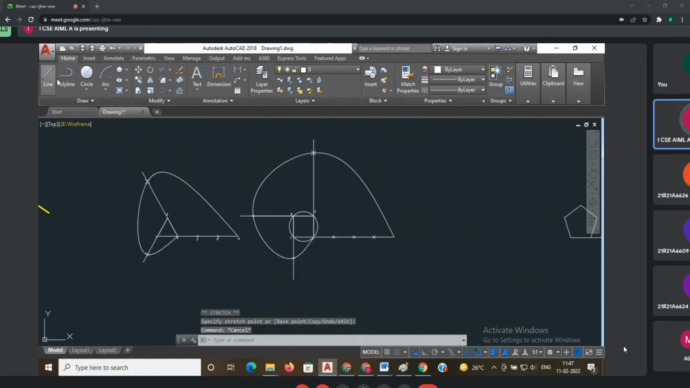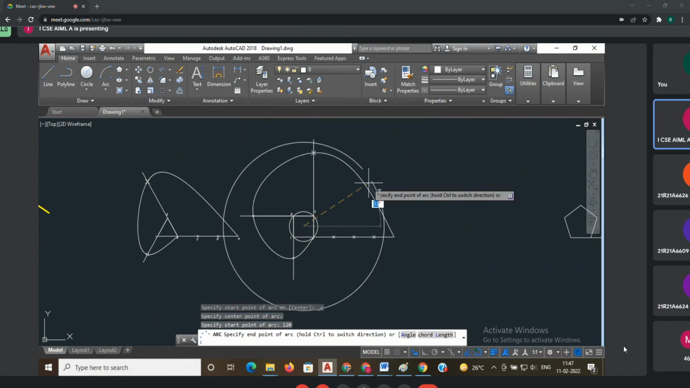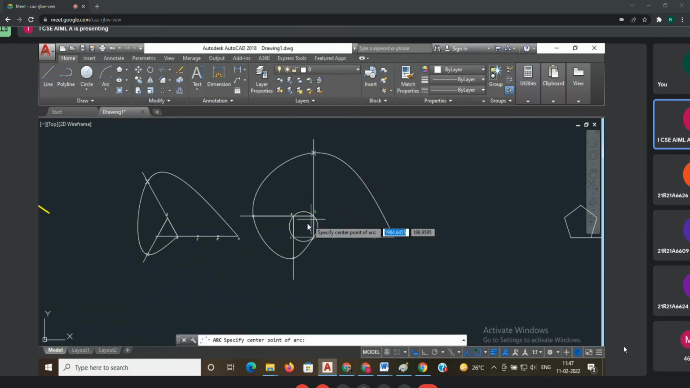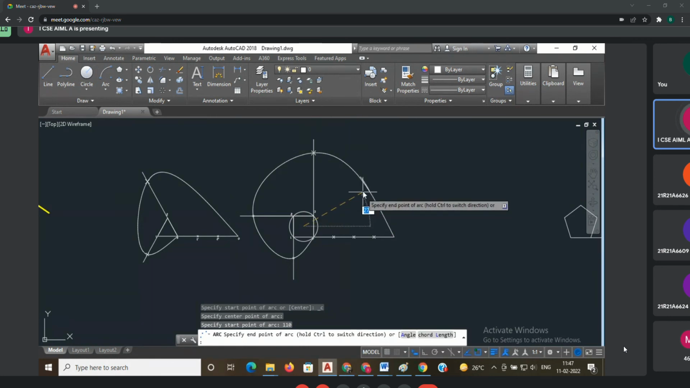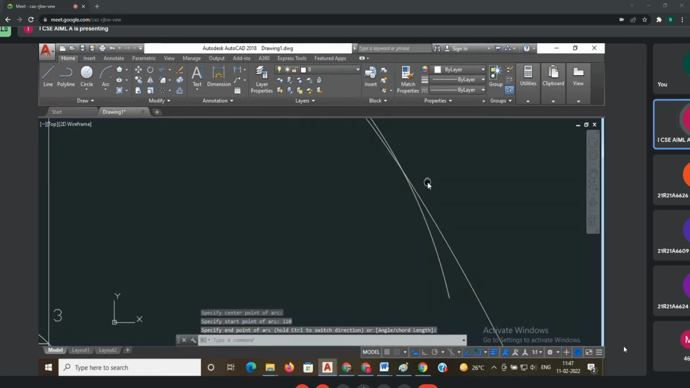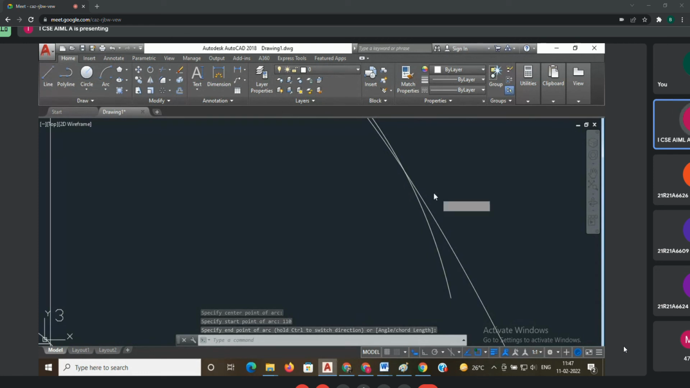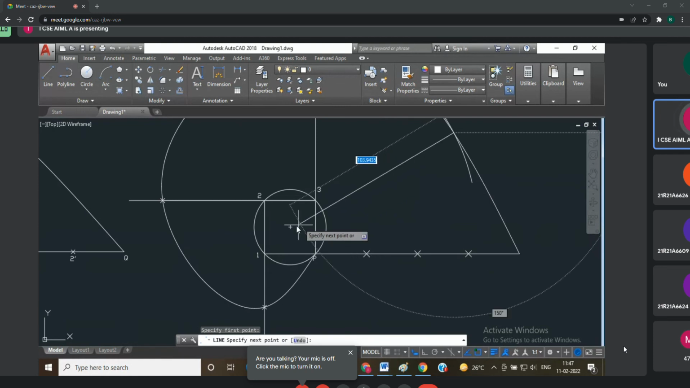You have to take line or arc, center, start, end, center start somewhere 120. 120 means you are getting more. We'll go with 110 center, like 110, and draw the arc. We'll get one point. From this point to center, you have to draw one line.